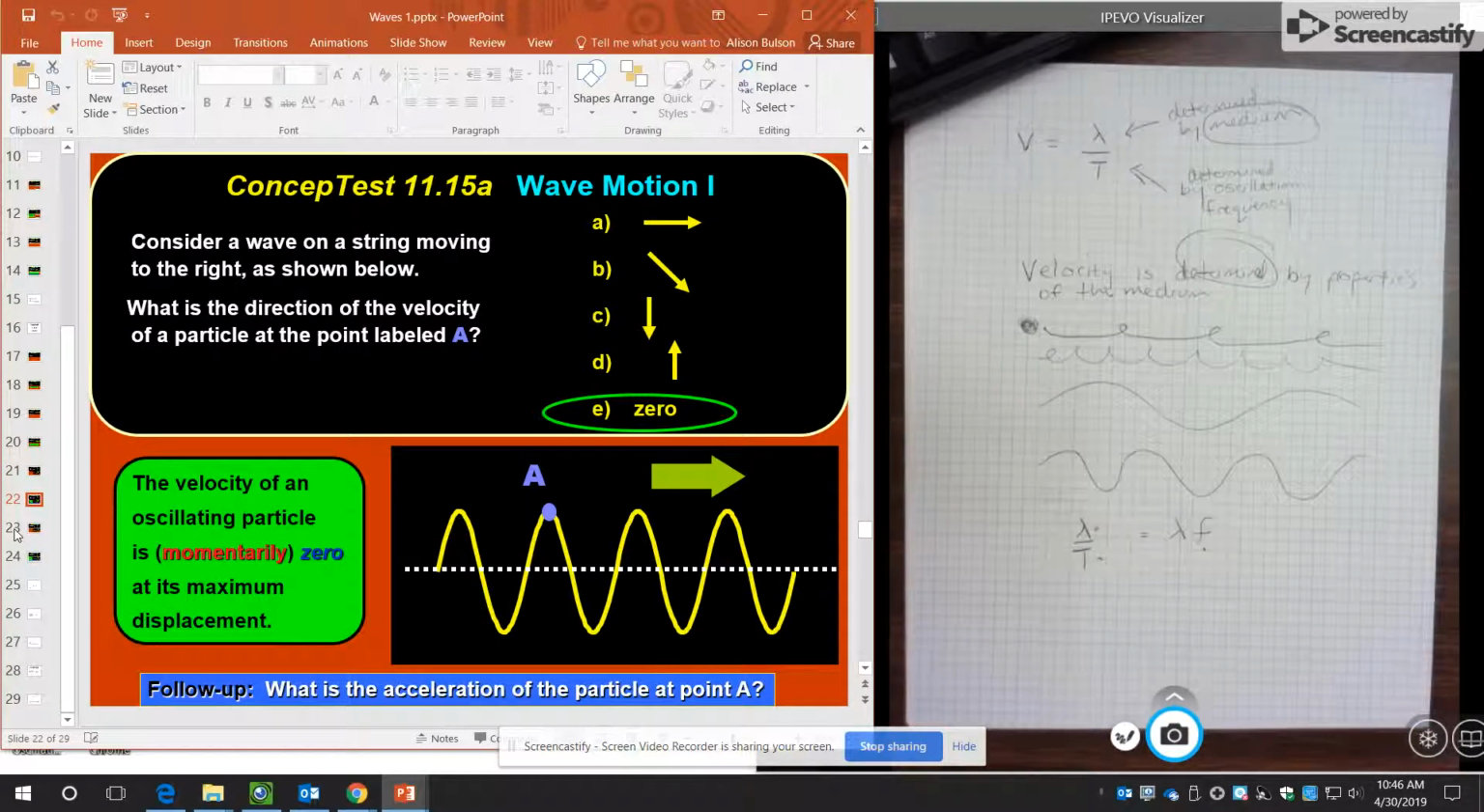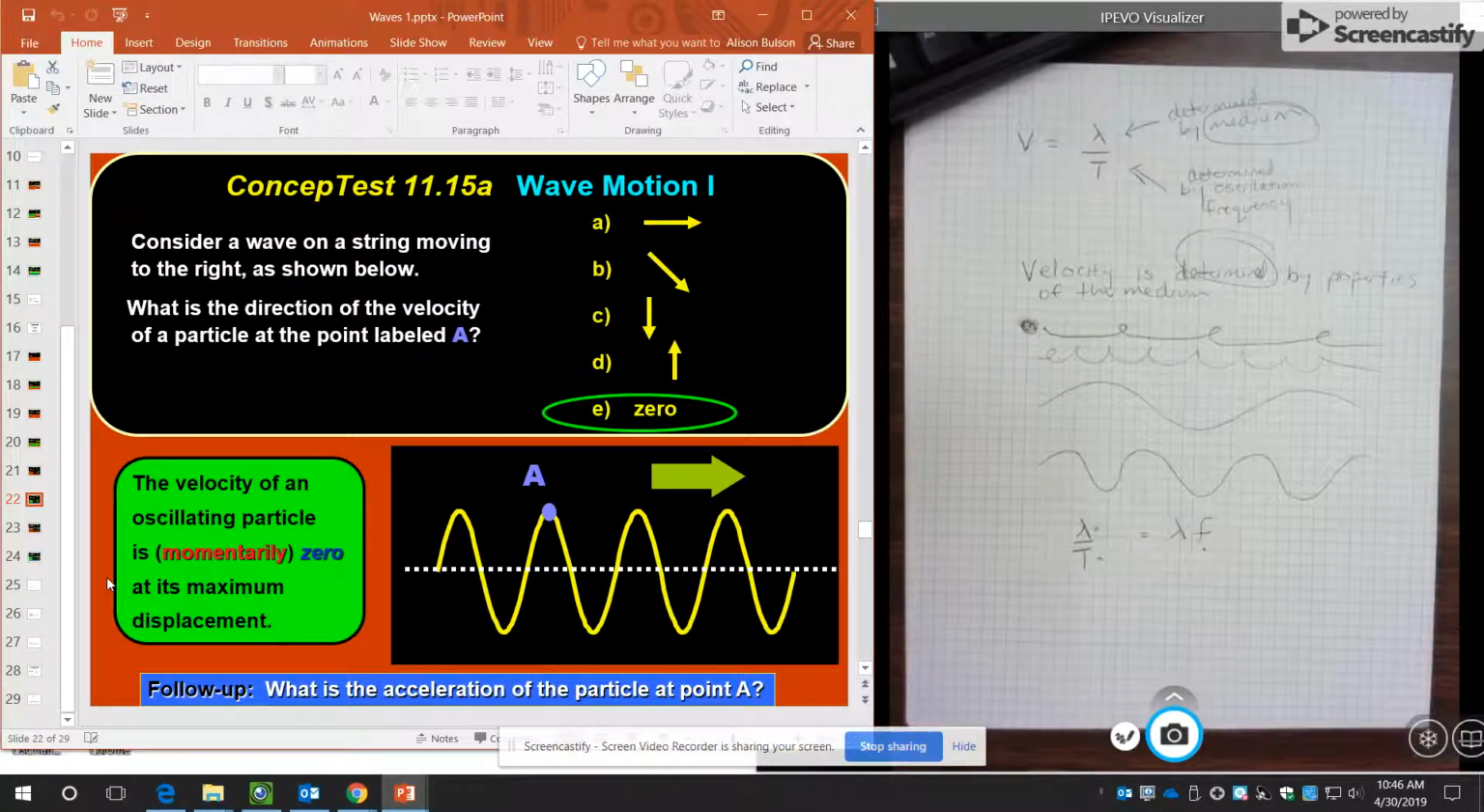This may have stumped you. At the moment of the picture, at point A on the medium, the oscillation of that particle is about to change directions. It's at its peak, at its maximum amplitude. So it's in the process of stopping and turning around to come back down again as the wave passes and the particle moves back towards equilibrium. So it's momentarily a velocity of 0 because the particle is at its maximum displacement.